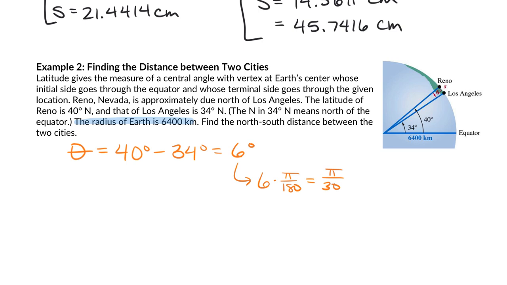So if we're finding that arc length between them, now that we have everything, all we need to do is the radius times that angle. So I'm going to do 6,400 times the angle measurement, which was pi over 30. And I just want this rounded to the nearest 4 decimals. Don't worry about leaving it in terms of pi. But we're just doing 6,400, the radius, times the angle.